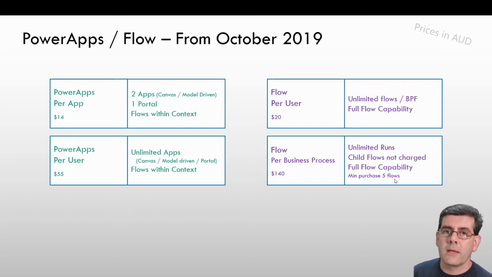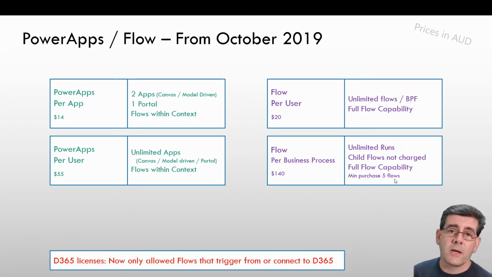Another important thing for those people in the Dynamics 365 space is that now, if you've got a Dynamics 365 license, you're only allowed to run flows under that license which are triggered from or connect to your Dynamics 365 instance. So if you want capability further than that, then you need to go up and buy either a flow per user or a per business process license. So that's a bit of a change as well.